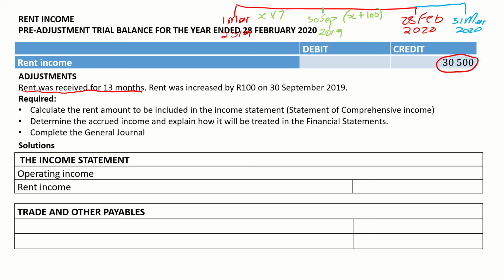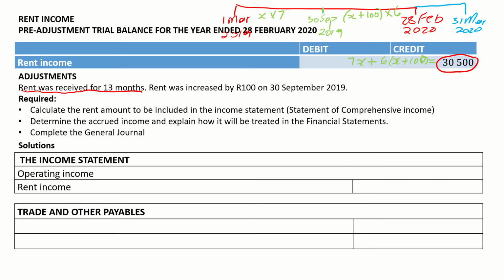But it was X plus 100 rand for how long? For October, November, December, January, February, March. That is 6 months. It was X plus 100 for 6 months. So when you add this total rent, it should give you rent for 13 months. And rent for 13 months is 30,500. So you will simply take that 7X, add it with 6 times X plus 100, and that should give us 30,500.